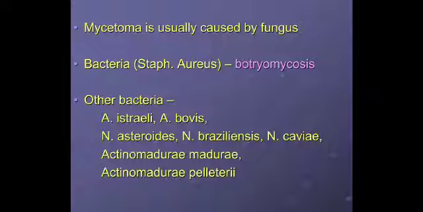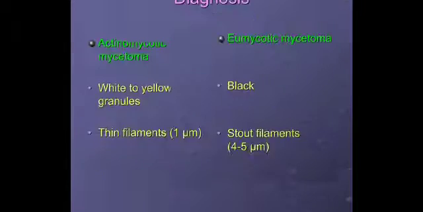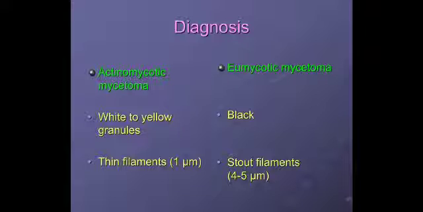Okay. So, the bacteria causing actinomycotic mycetoma are Actinomyces israelii, Actinomyces bovis, Nocardia asteroides, Nocardia brasiliensis and Nocardia caviae, Actinomadura madurae and Actinomadura pelletieri. These are the actinomycetes which can cause mycetoma, and Botryomycosis is a clinical condition which resembles mycetoma but is caused by other bacteria like Staphylococcus aureus. The diagnosis of actinomycotic mycetoma is based on studying the granules. The granules of actinomycotic mycetoma are mostly white to yellow, whereas black granules are seen if it is purely fungal, that is eumycotic mycetoma. Rest of the diagnosis remains the same: the granules are observed under the microscope, then put up for culture on brain heart infusion agar.